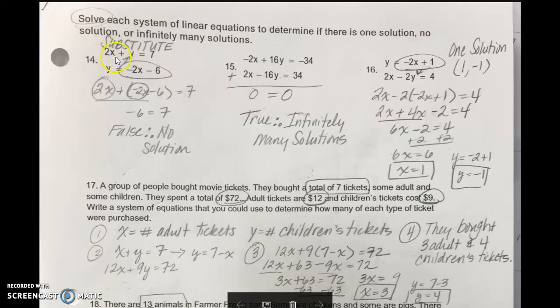So notice in number 14, I chose to substitute because the y is already isolated in the second equation. So I'm plugging that in place of y in the first and solving. Automatically, I can see that my variable terms drop out, giving me a solution of negative 6 equals 7. So I said that's false, therefore there's no solution.